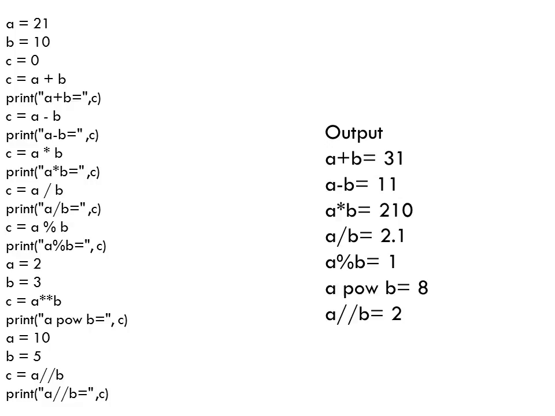This program shows the use of all arithmetic operators: addition, subtraction, multiplication, division, modulus division, a to the power of b, and a floor division b. Addition, subtraction, multiplication, division and modulus division we know well. C equals A double star B, where A is 2 and B is 3, so it will give the output 2 to the power of 3, that means 8. Next, A floor division B: 10 divided by 5 means you should get the value 2.